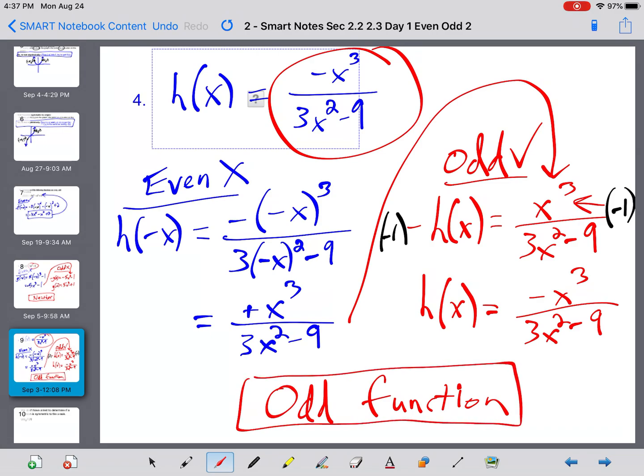All right, so your goal is to always get back to the original function. That's your goal all the time, all right?